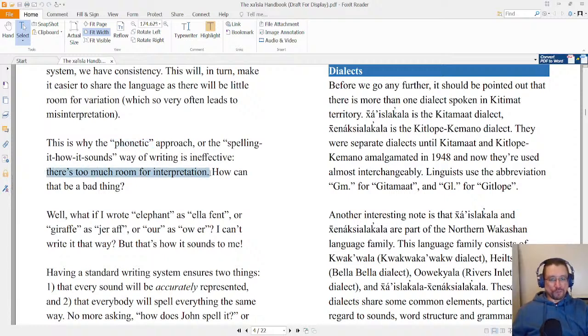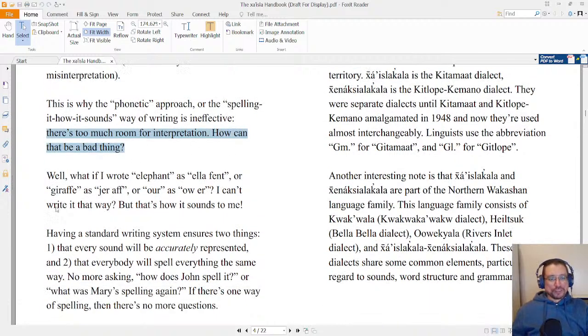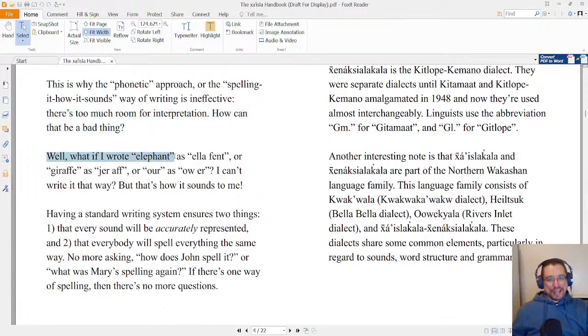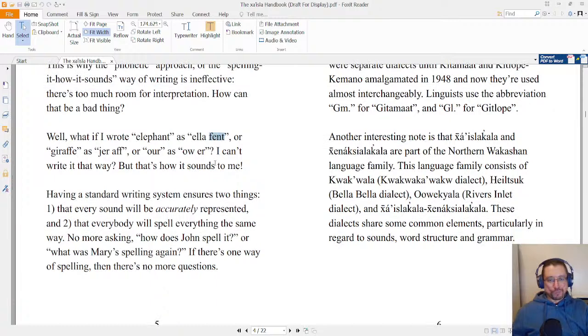There's too much room for interpretation. How can that be a bad thing? Well, what if I wrote elephant as two separate words, ella and then fent? We're used to seeing elephant written this way. What if I all of a sudden started writing it that way? Or giraffe as jur-af. Or hour as ow-er.